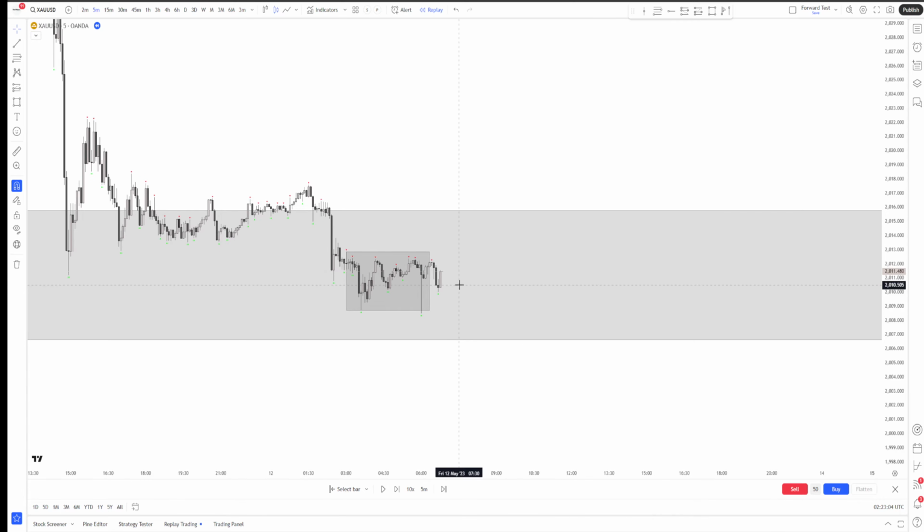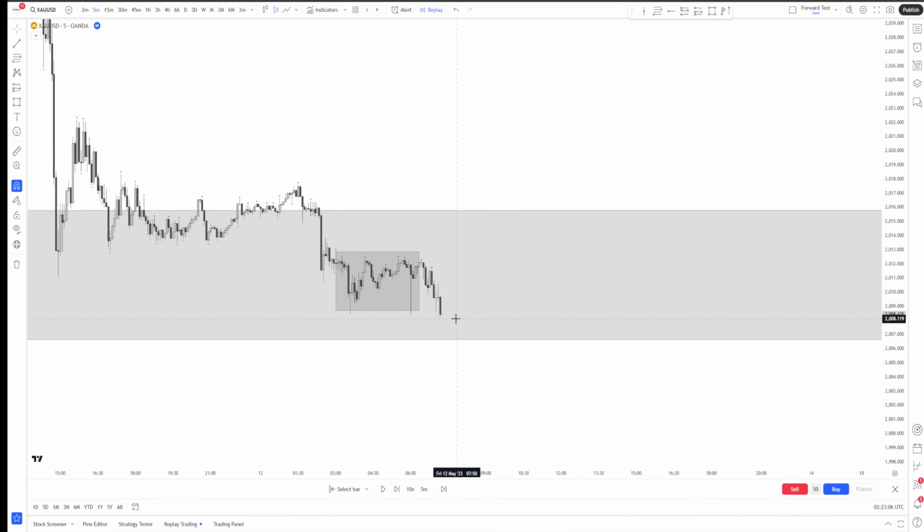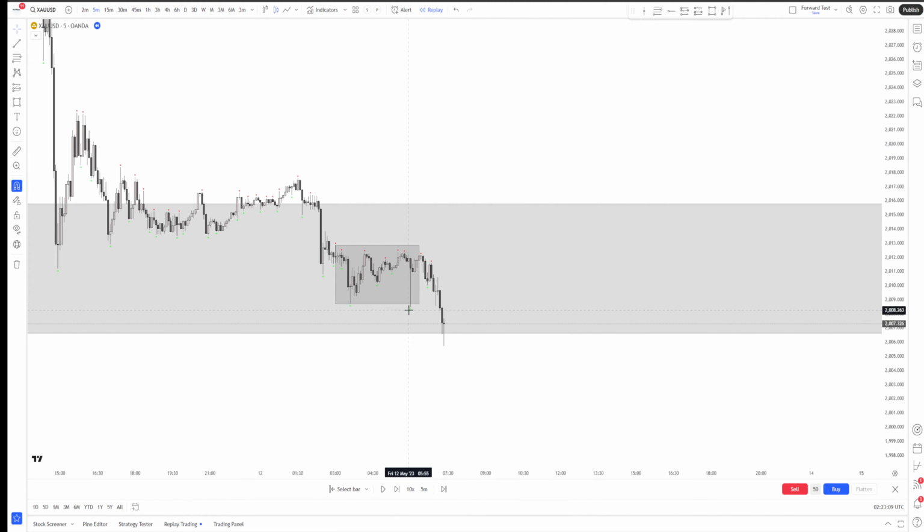Let's see what happens. We're going sideways. And we're still going sideways. Okay, you can see we haven't had anything yet. There's no market structure shift yet.